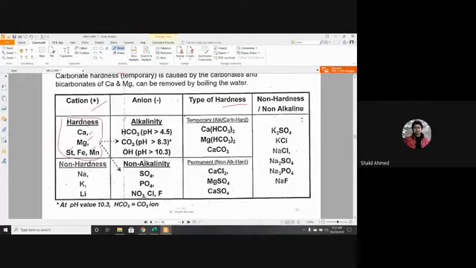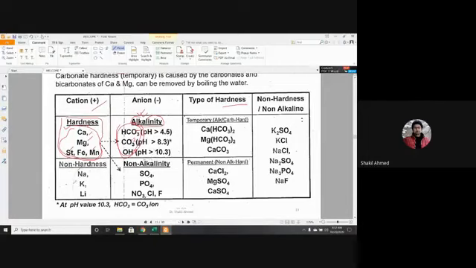Now, what about alkalinity? Who causes alkalinity? Bicarbonate ion, there will be a negative sign. Hydroxyl ion, negative. Carbonate, minus 2. So these are the species that cause alkalinity in water, right? So these are hardness causing species, and these are alkalinity causing species.